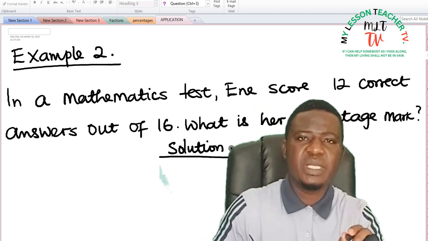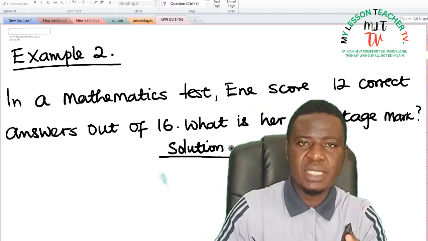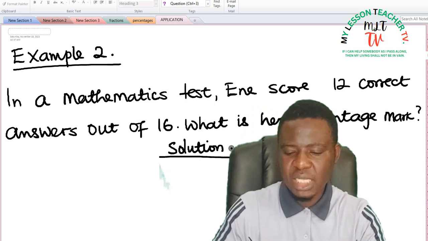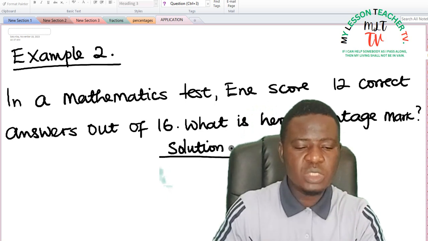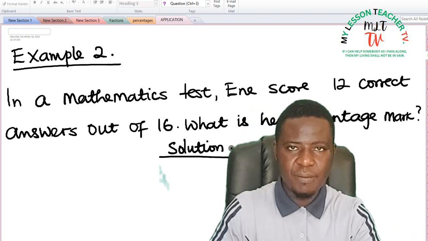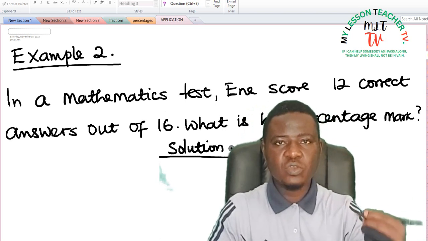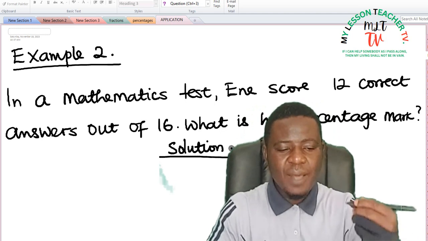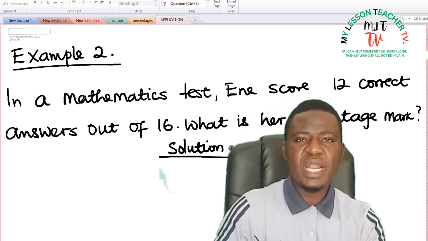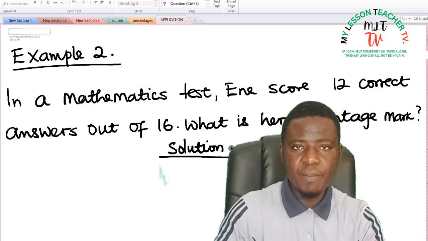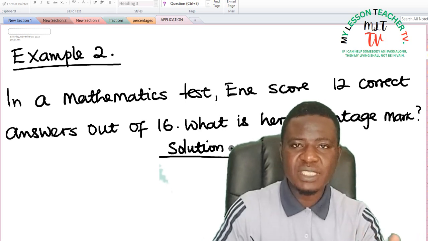The first step in solving a problem is understanding that problem. Ernest scored 12 correct answers out of 16. What is her percentage mark? That is, if she scores 12 and fails 4, what is her percentage mark? What that means is that we are to express 12, which she got correctly, as a percentage of 16.